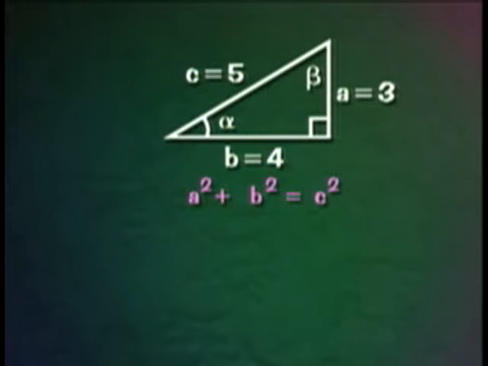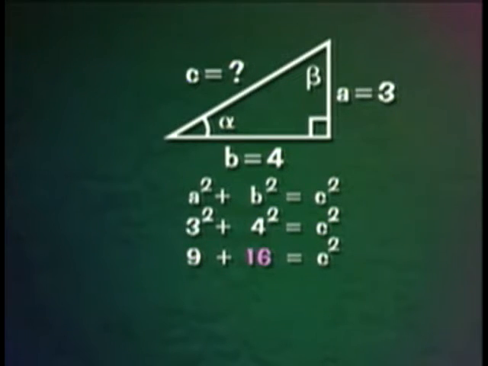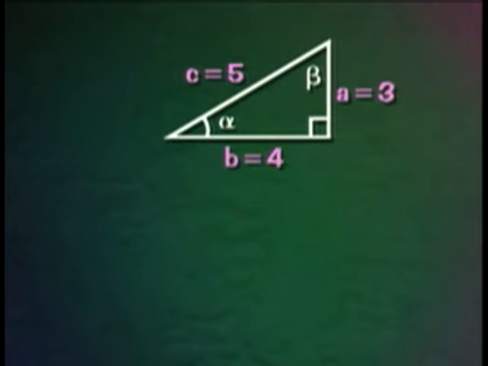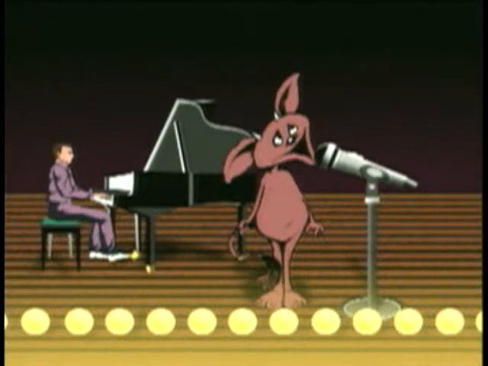Plugging in the 2 known sides, a and b, we get 3 squared plus 4 squared is equal to c squared. Now you just need to square the numbers to get c squared is equal to 9 plus 16, or 25. We take the square root of both sides to get c is equal to 5. We now know the values of all the sides of the right triangle.